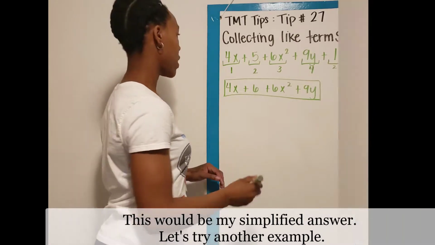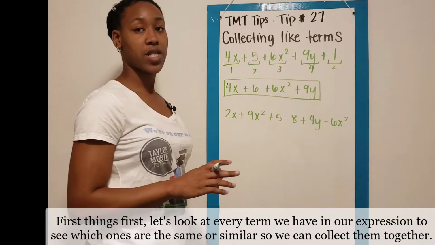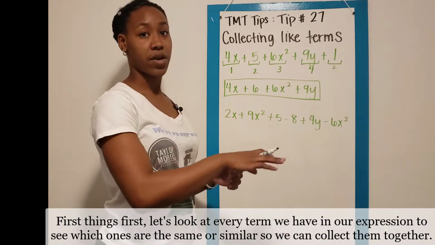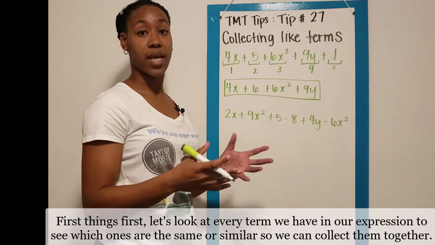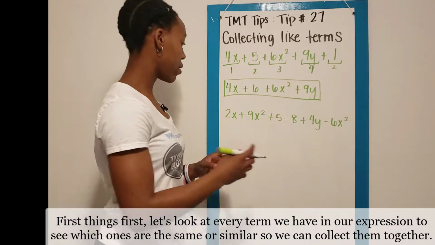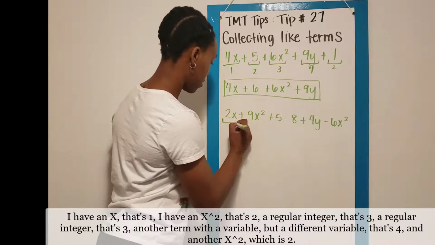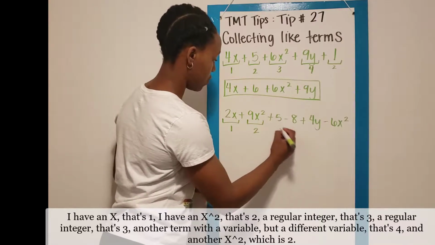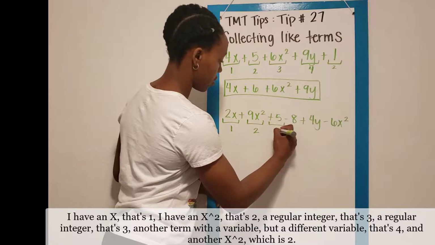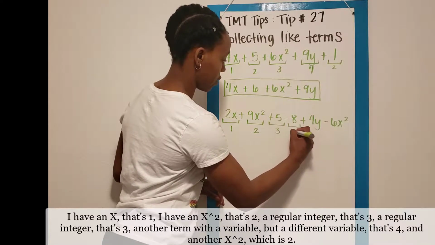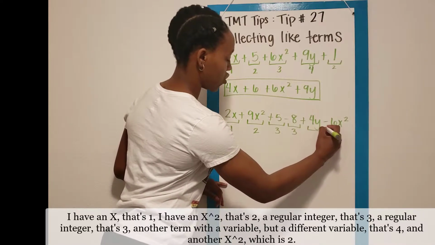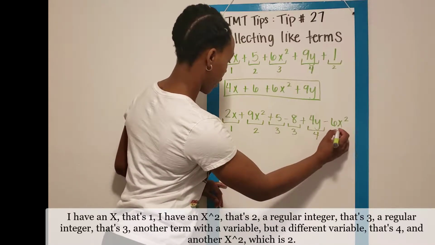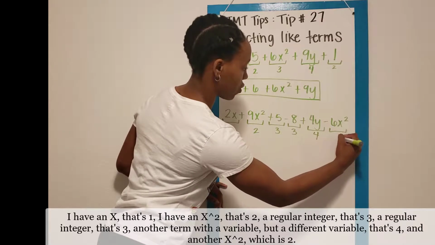So let's try another example. First things first, let's look at every term that we have in our expression to see which ones are the same or similar so we can collect them together. So I have an x, that's 1. I have an x squared, that's 2. Regular integer, that's 3. Regular integer, that's 3. Another term with a variable, but a different variable, so that's 4. And another x squared, which is 2.